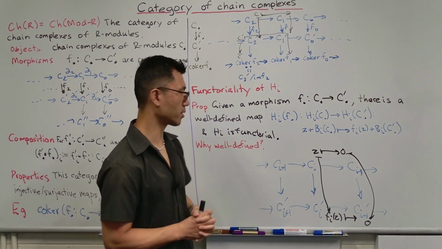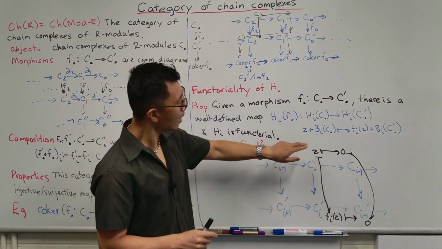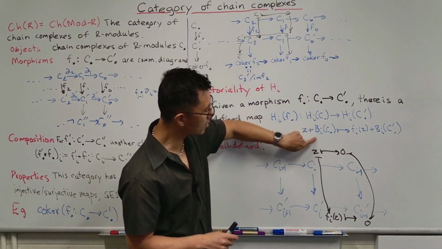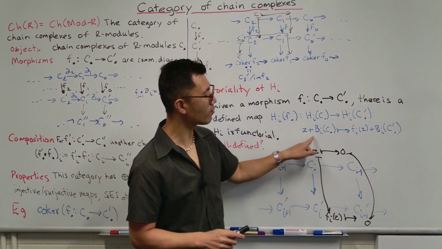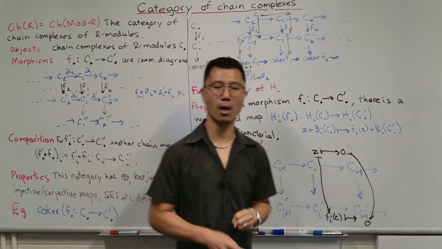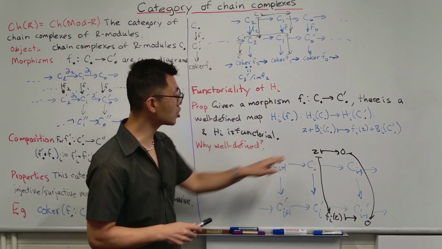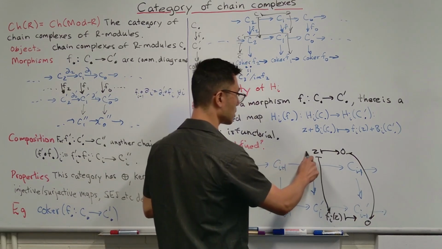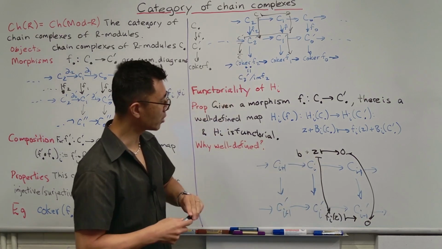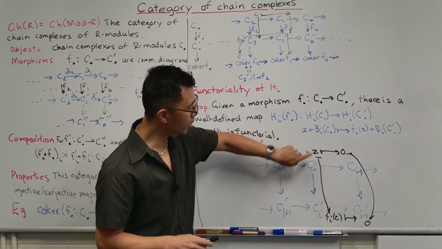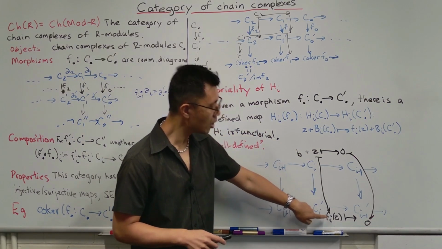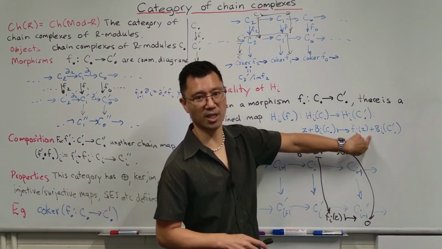What's the second part of showing that it's well-defined? Here you need to pick a representative of this coset. What happens if you picked a different one? Will you get a different homology class here? Of course you want to show that you don't. So let's change this by a boundary. Suppose you add to that this B, which is a boundary inside here. You want to show that when you map it down here, you're going to get the same homology class.